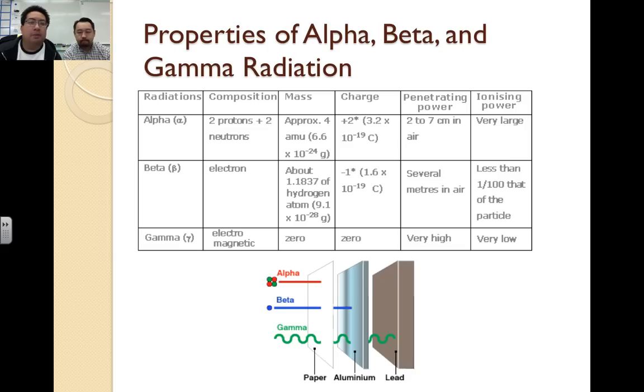In terms of some of the general properties, some of these we've talked about already. In terms of penetrating power, alpha particles are the weakest. They can be stopped by pieces of paper or your skin. Beta particles have slightly more of an ability to penetrate. They can go through paper and skin, but are stopped by sheets of metal.